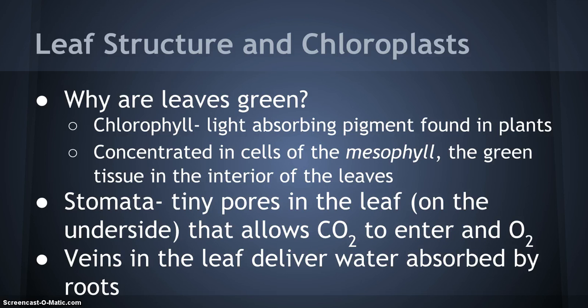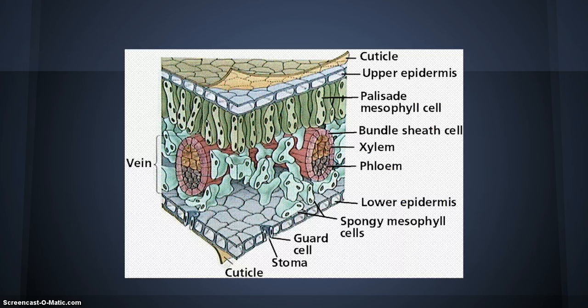Stomata are the tiny pores in the leaf on the underside that allow carbon dioxide to enter and oxygen to leave. So those gases are going to exchange through the stomata in the leaf, and we're able to get the carbon dioxide in, the oxygen out. The veins in the leaf deliver water absorbed by the roots. So the water is still coming from the roots. Now, pause the video and write all of this down because it's very important.